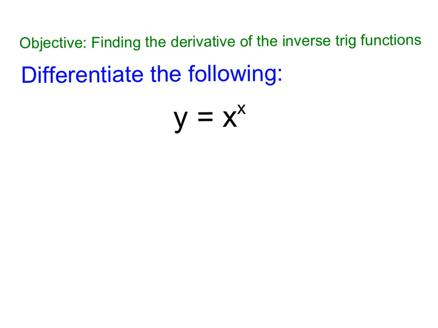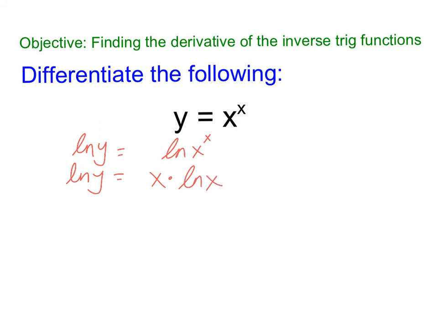All right. Y equals x to the x. Think about what we just did. So we can't do this the way it is. So what we're going to do is we're going to use the ln. So I'm going to take the ln of both sides. Ln of y equals ln of x to the x. Now what can I do to that? I can bring the x down front.